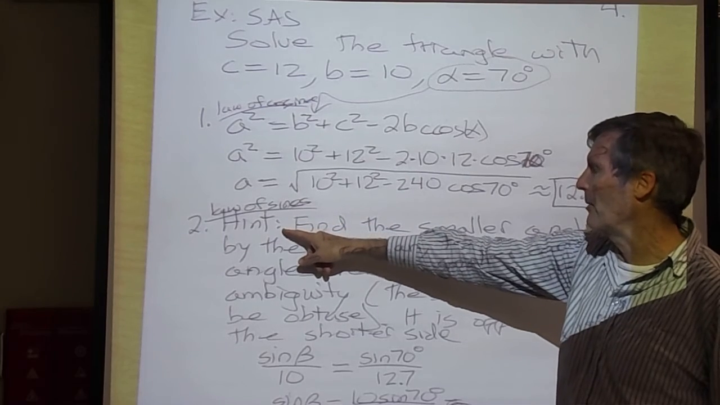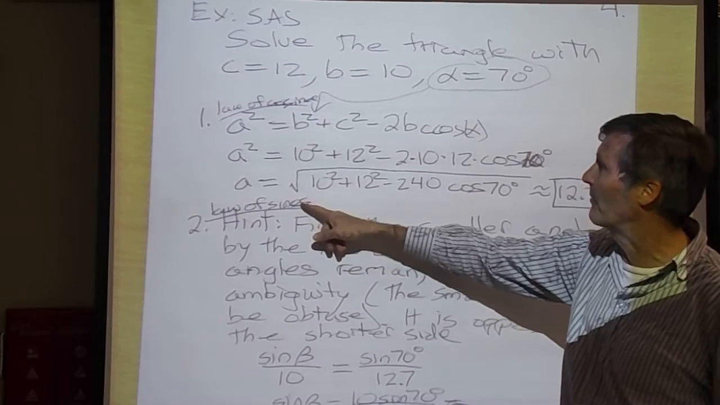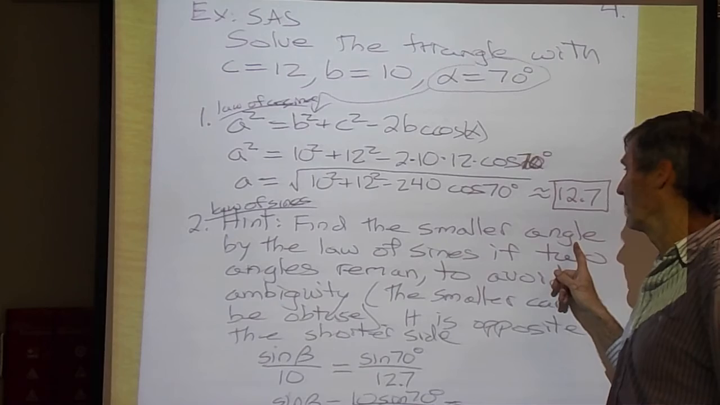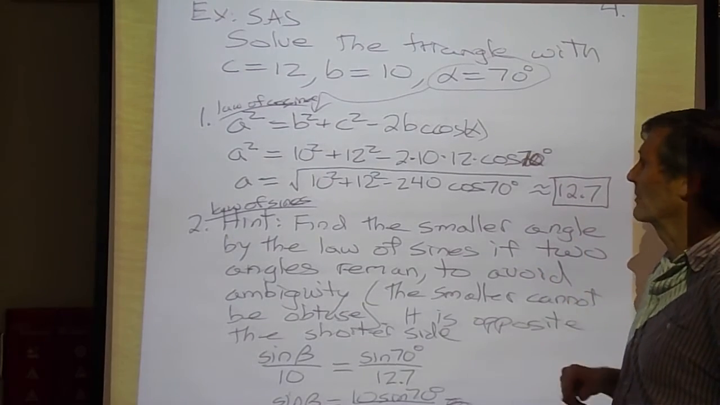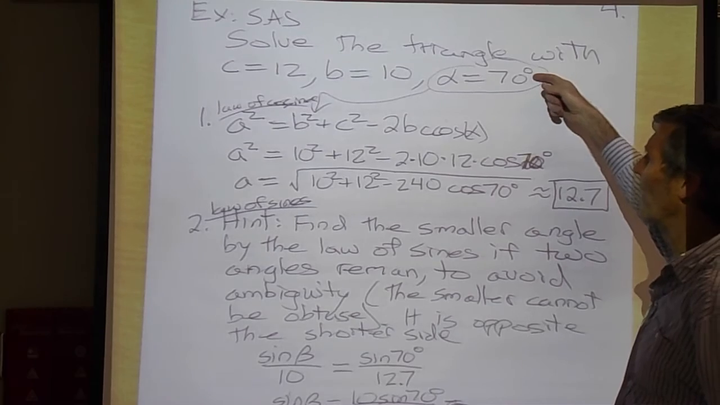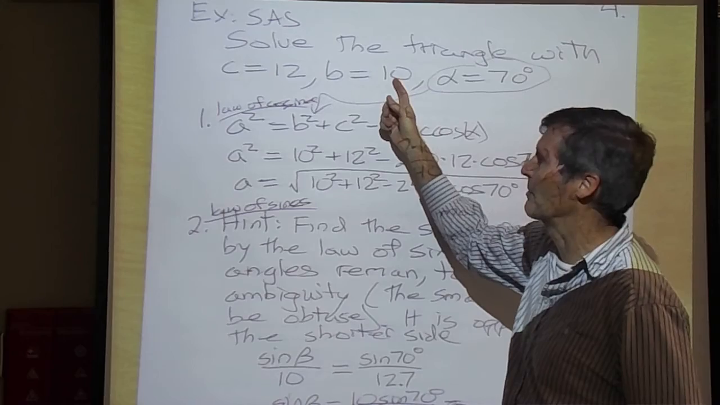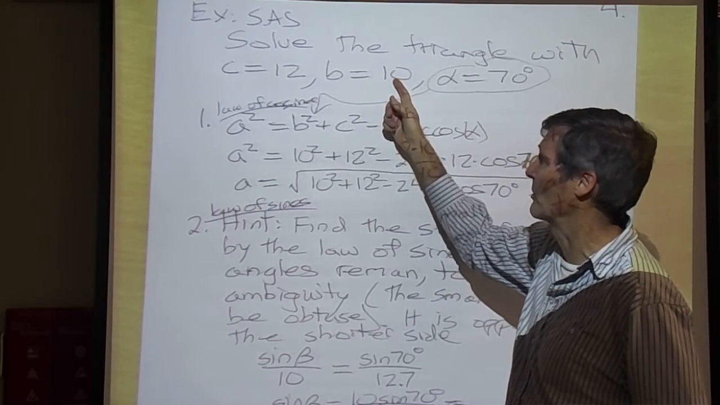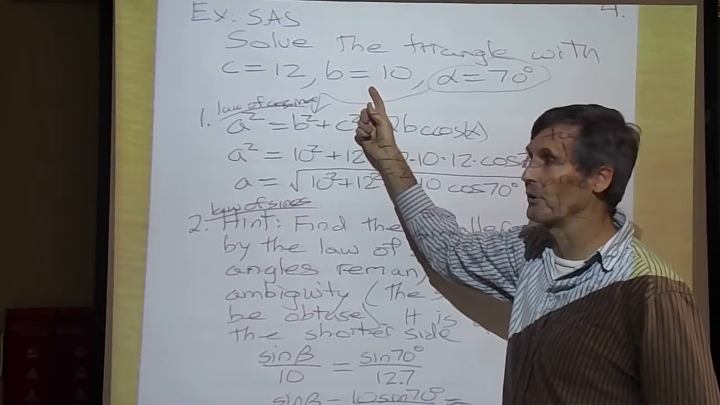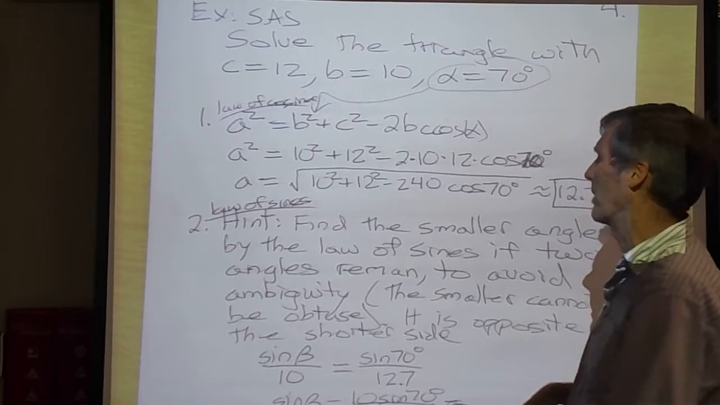On this second step, here's the hint again. You don't want to get that ambiguous case of the law of sines. So how can we avoid it in the side angle side case? We find the smaller angle by the law of sines of the two that remain. I have alpha. Which one is the smaller side? There's an angle gamma opposite C and angle beta opposite B. Remember, the smaller angle goes opposite the smaller side, so I should find beta. It will be the smaller of the two angles. If it's not the largest angle in a triangle, then it's acute. It has to be the arc sine, not 180 minus the arc sine.